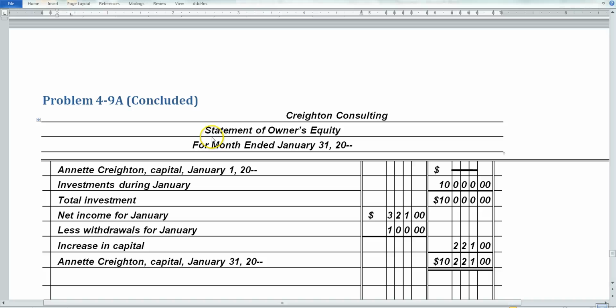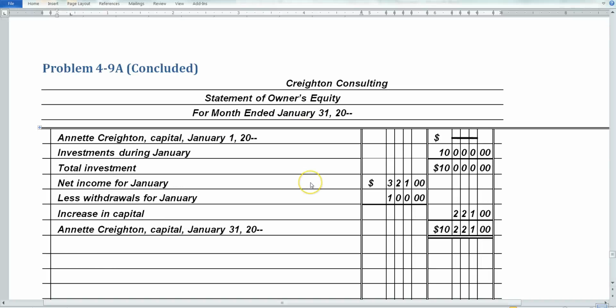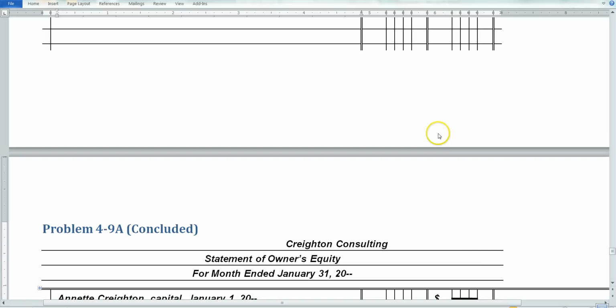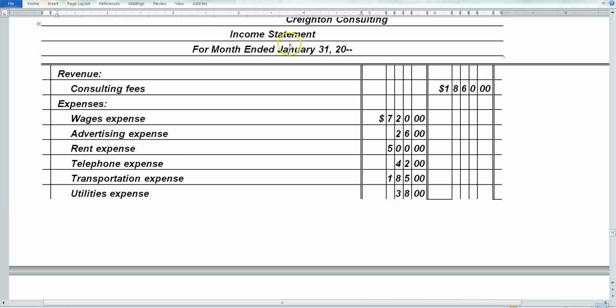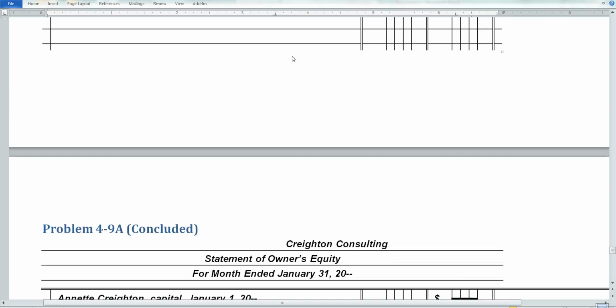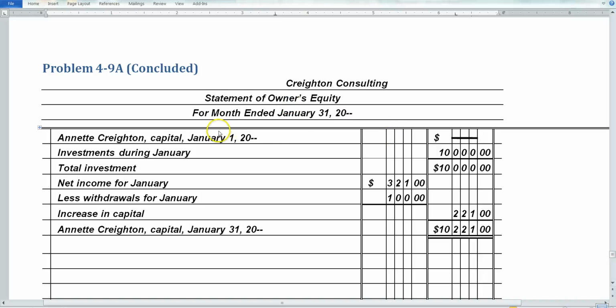Next, we have to have the statement of owner's equity. And the only thing that should be included here is our capital and our withdrawals. And we take our net income for January from our income statement. That is why it's important to do your income statement first and then your statement of owner's equity. We had no beginning balance. We add in our investment of $10,000. Now we have a total investment of $10,000.